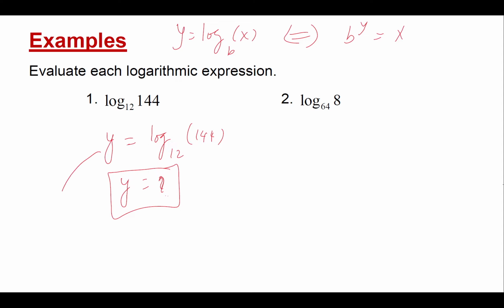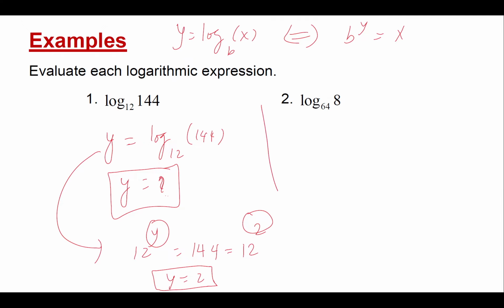So if you go from here to exponential form, that will be 12 to the power y equal 144, and this is the exponential form. To solve the exponential form, we can make the same base on both sides. Here is a 12 and here is a 144, so I can write 144 as 12 squared. Because they have the same base, the exponents should be equal, so y should be equal to 2, meaning the value of log base 12 of 144 is 2.